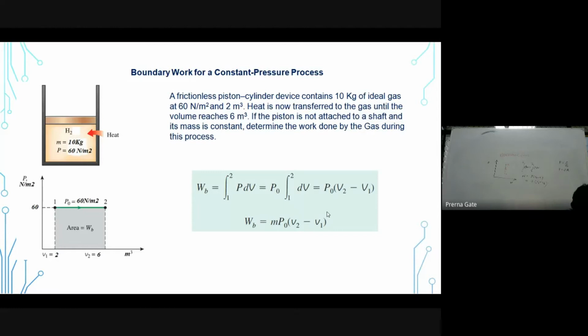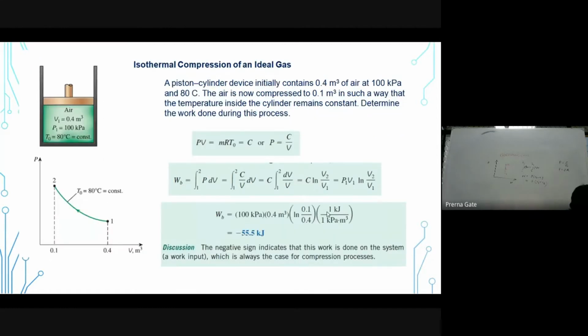Now let us move further. Now let us take an isothermal process. An isothermal process is a process in which the temperature will remain constant. So let us derive the equation for work done in an isothermal process.